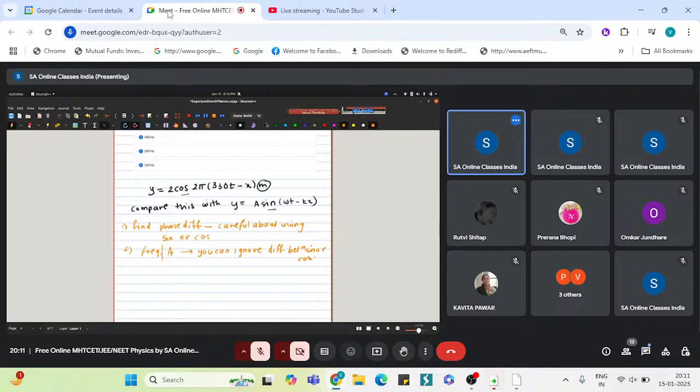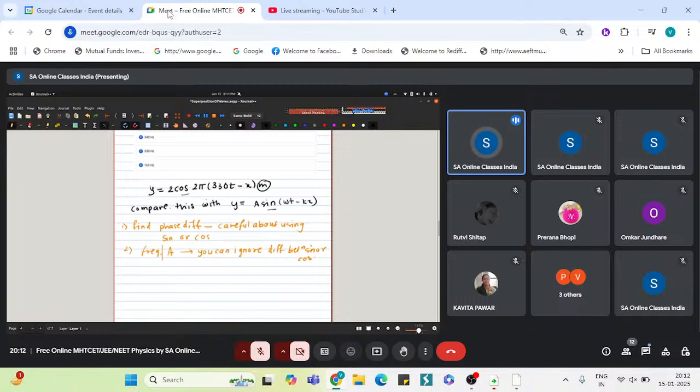Because the presence of sine or cos is not going to change the frequency or amplitude of the object. So in that scenario, if the question asks about frequency or amplitude, or there might be another quantity that I'm missing, you need to check the question. If you see find the phase difference, then you cannot ignore whether it is sine or cos.